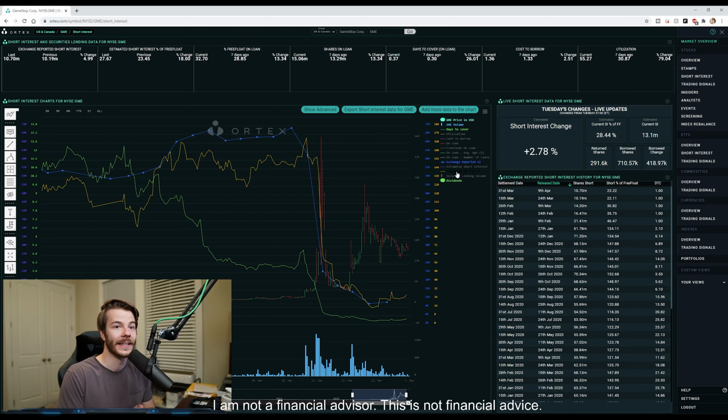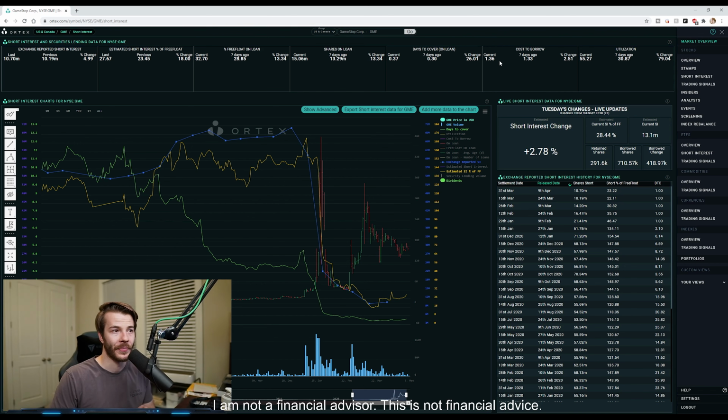The amount of shorting that is going on with the stock is insane, guys. There were roughly 710,000 borrowed shares. This doesn't include naked shorts, and it doesn't include ETFs or any of that kind of stuff. Roughly 291,000 of them were returned, leaving an outstanding balance of about 418,000. Our current utilization is sitting at 55.27%, which is a lot.